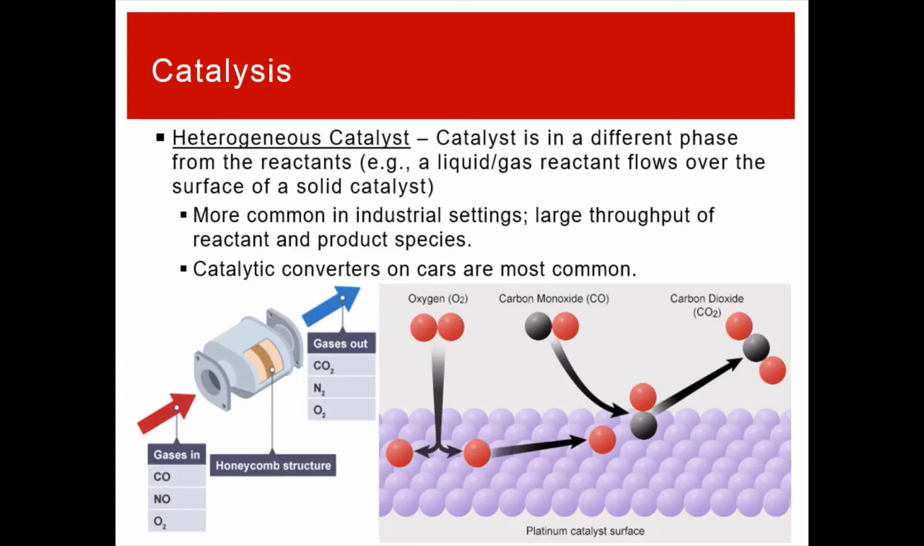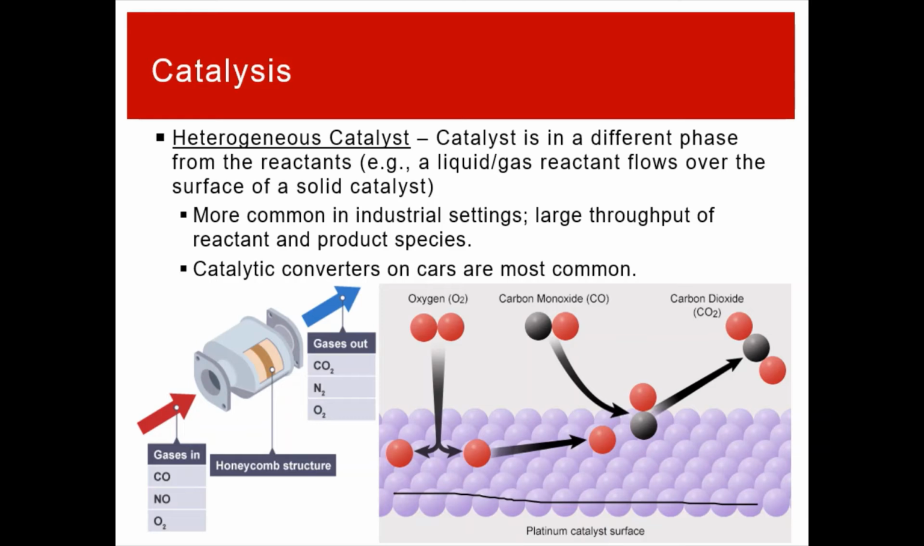A heterogeneous catalyst is then one that's in a different phase from the reactants. So a common example of this would be a solid surface that you flow liquid or gas reactants over. Heterogeneous catalysis is really, really common in industrial settings. So for example, you can have, say, your metal surface, and then you just flow your reactants over it. And this is really useful in an industrial setting where you have tons of reactants flowing over the surface of a metal, and they're doing a reaction on that surface, and then they just keep flowing over it.